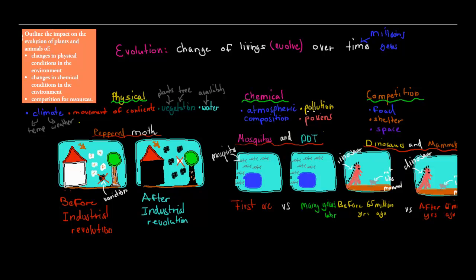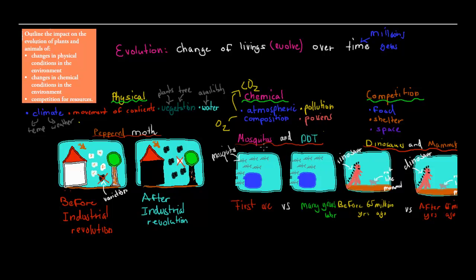The other one was chemical. Chemical refers to the atmospheric composition. So how much oxygen do we have in our atmosphere? The O2 levels, how much CO2. Remember, too much CO2 makes things quite hot. And early on, there was absolutely no O2, no oxygen, and that would have meant no life, or life as we know it today would not have been able to exist. But we also talk about things like pollution and poisons, and how they affect evolution.